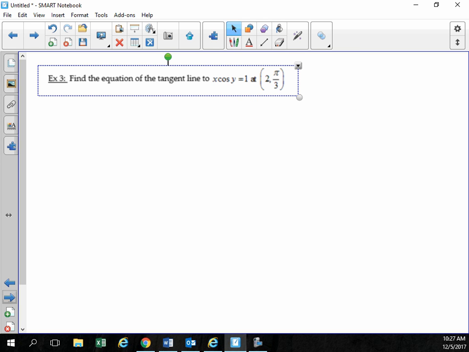Find the equation of the tangent line at x cosine y equals 1 at the point 2, pi over 3. This will be why I said take out your own paper. Do that one.